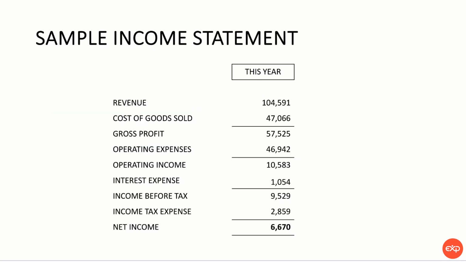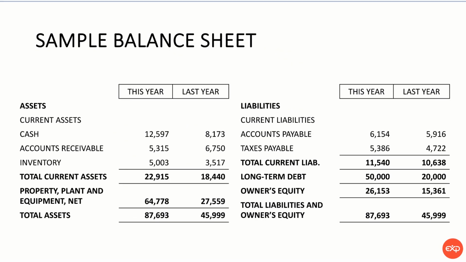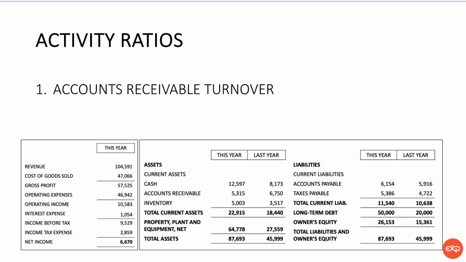Like with our previous examples, we have documents that we use as sample financial statements so that we're able to show an example calculation. We currently have a sample income statement, which looks at this year's numbers. We also have a sample balance sheet, which is the balance sheet that we've been using for the other calculations as well. No changes in that. So let's look at our first calculation, which is accounts receivable turnover.